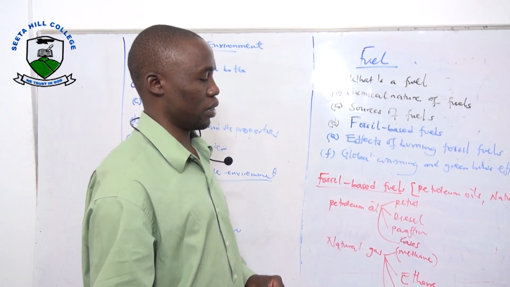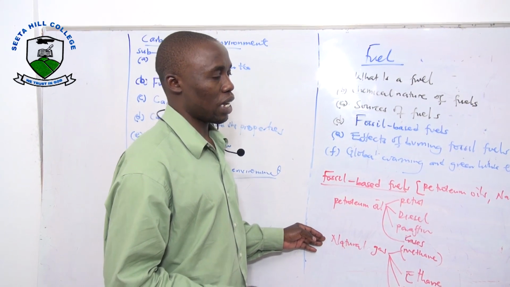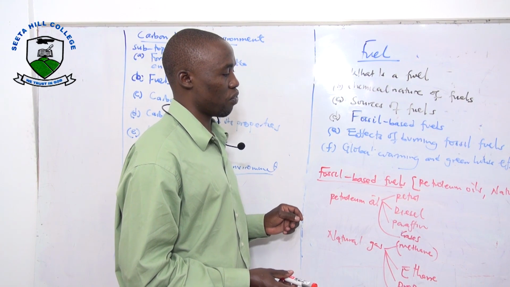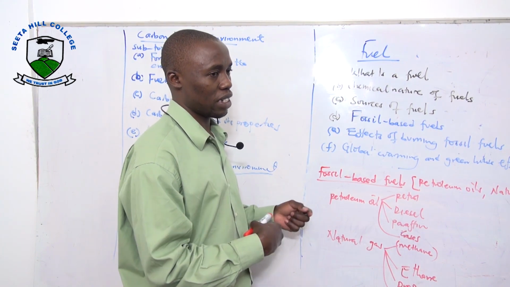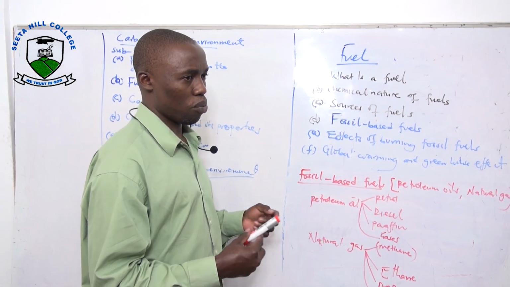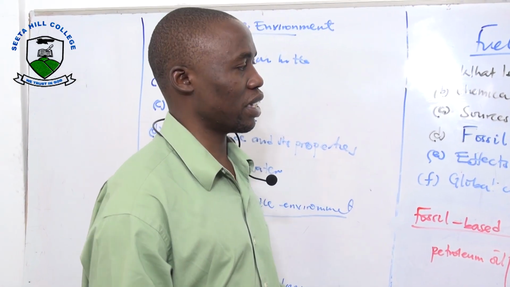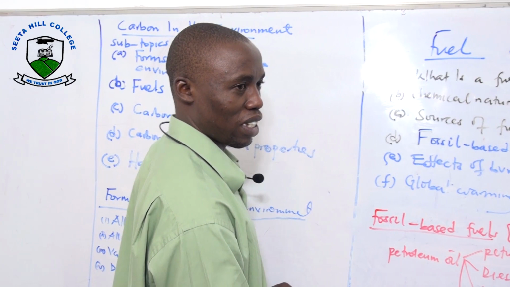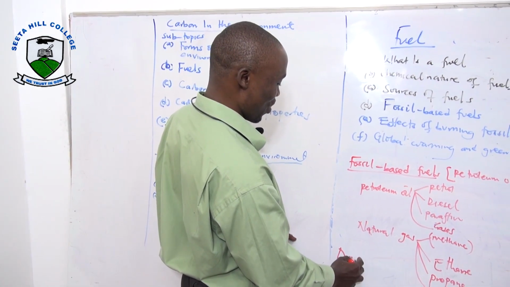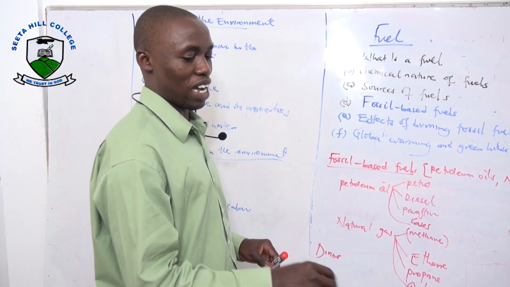That's right. Now, how were these ones formed? Science says these fossil-based fuels were formed between 300 to 400 years ago. They were formed as a result of plants and some animals. They believe that there existed some animals called dinosaurs. Dinosaurs. You can look for that name.